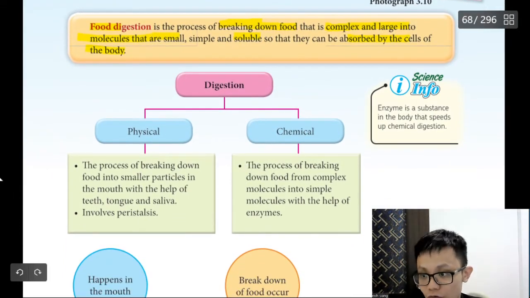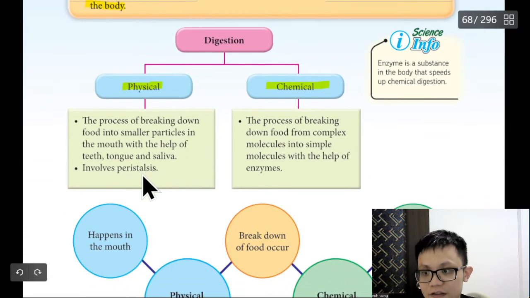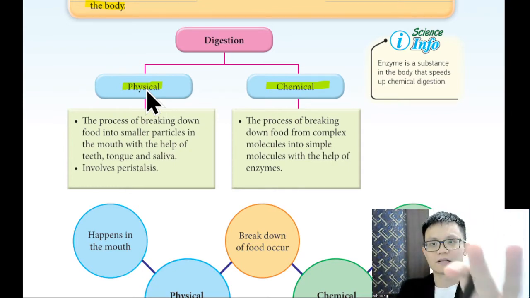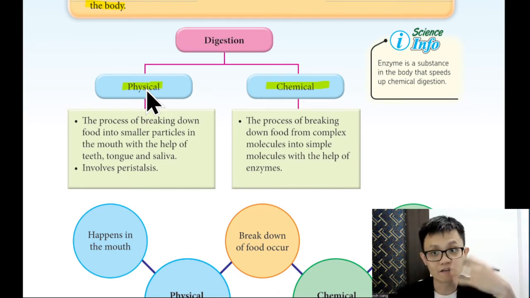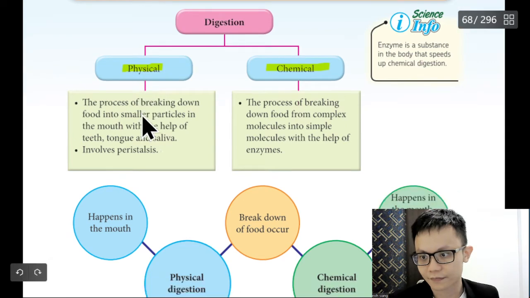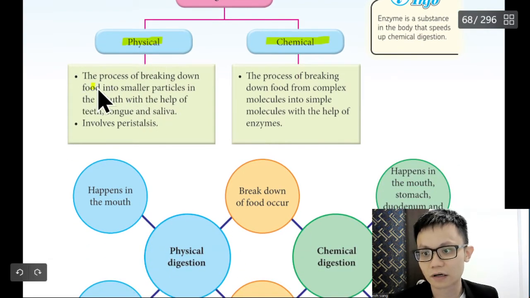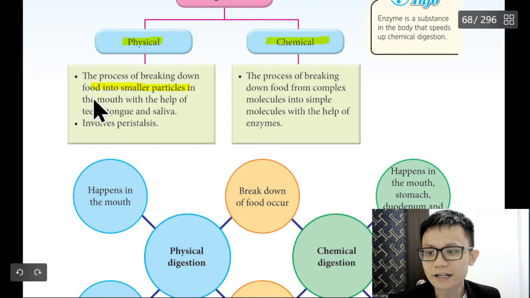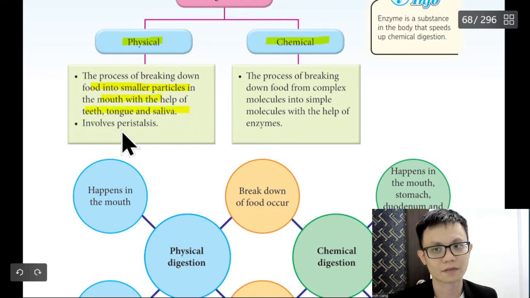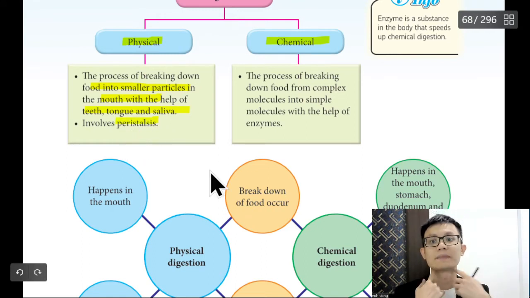Digestion is divided into two types, physical and chemical. What do we mean by physical? Physical, like the mouth. You know physical or not? Physical exercise. Physical means I can touch you. Physical digestion is to make food into smaller particles. It usually only happens in our mouth, with teeth, tongue, and saliva. And peristalsis happens here.